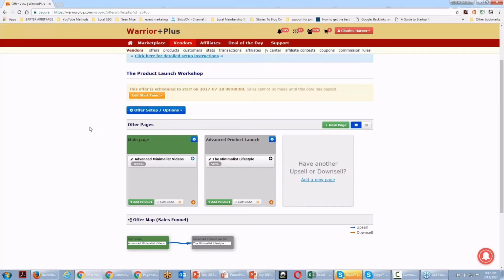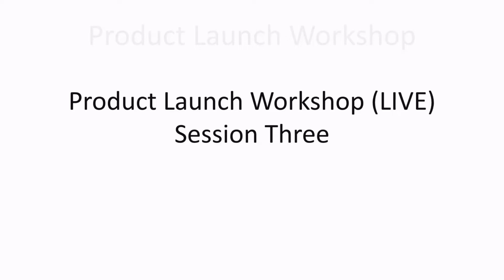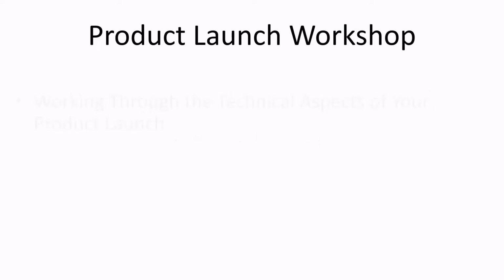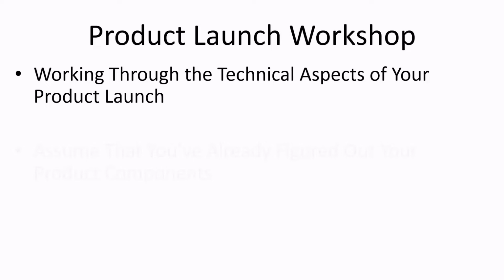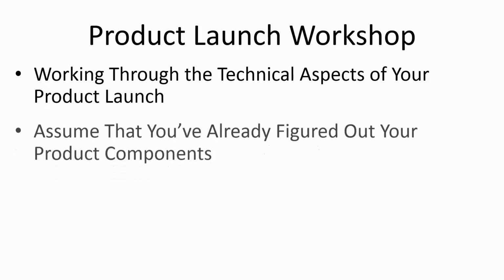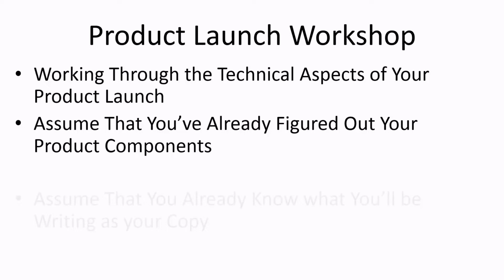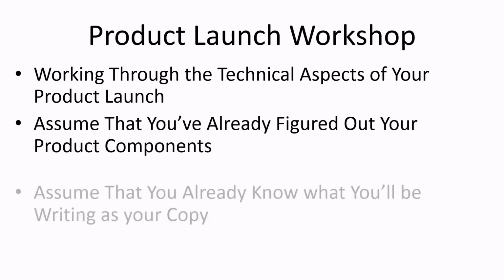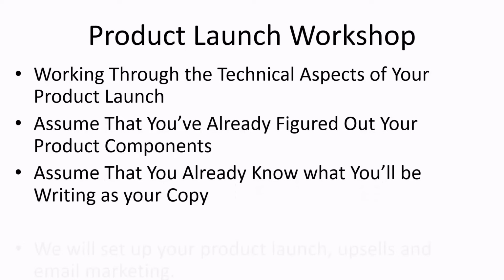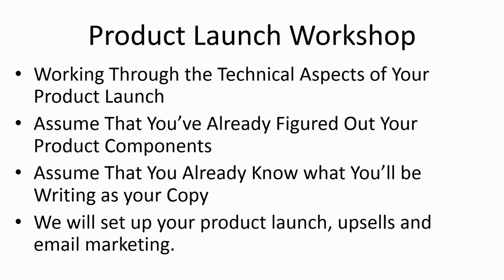Hello, this is Product Launch Workshop, live session number 3. What we're going to be talking about in this Launch Workshop is working through the technical aspects of your product launch. We're going to assume that you've already figured out your product components or the content. We're going to assume that you already know what you'll be writing as your copy. And we can make some suggestions to you about format. We're going to do that tonight. But you should already know what your product is about and how you are going to write your copy. We're going to set up the product launch, the upsells, and the email marketing.